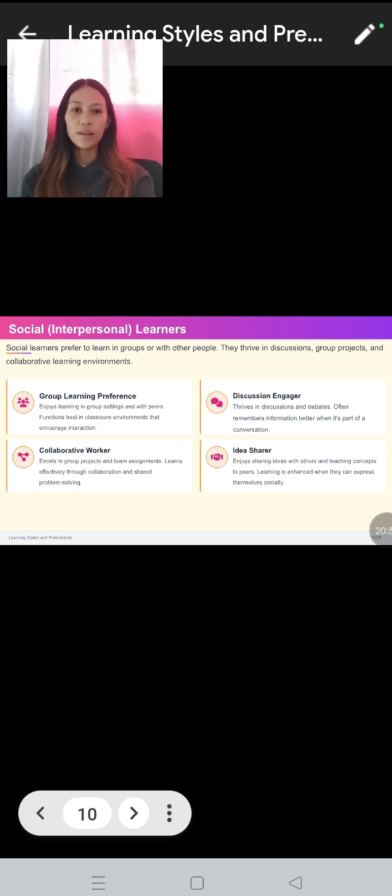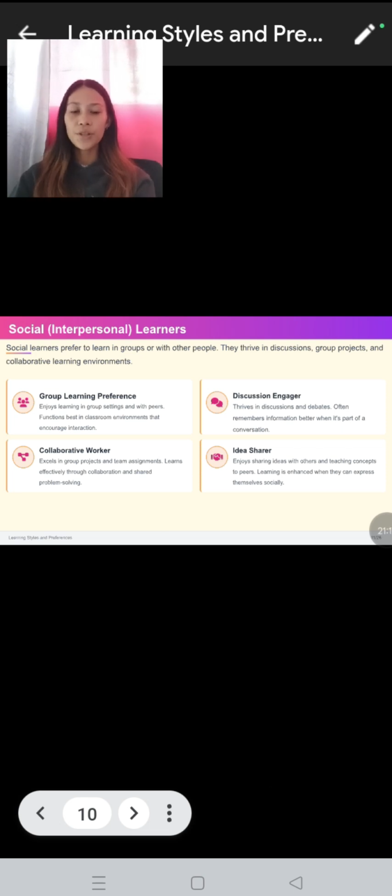So we have group learning preference. They enjoy learning in group settings and working with their classmates and peers. They function best in classroom environments that encourage talking and interaction. Next is discussion engager. They thrive in discussions and debates. They often remember information better when it is part of a conversation.